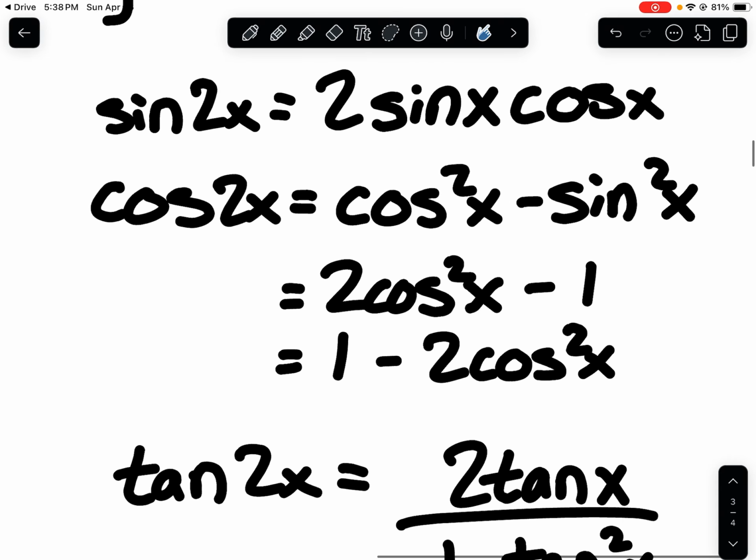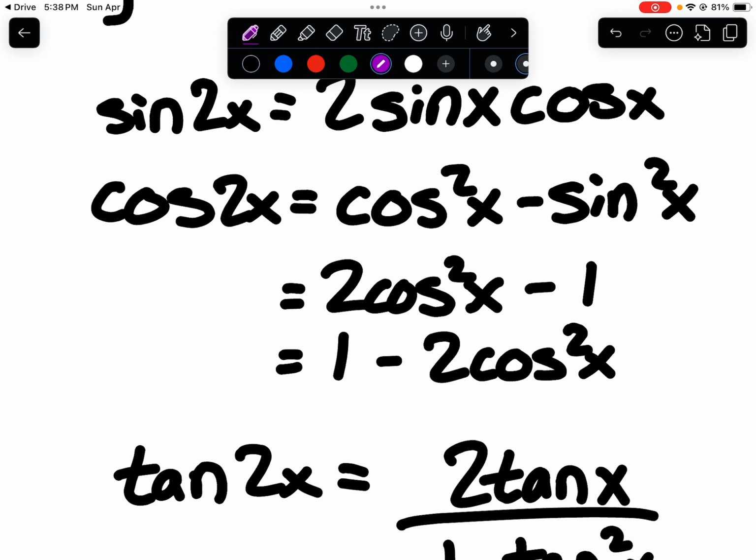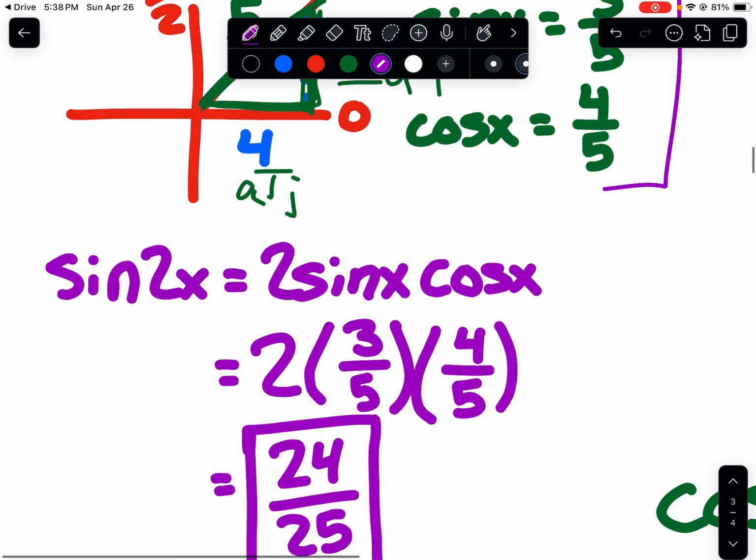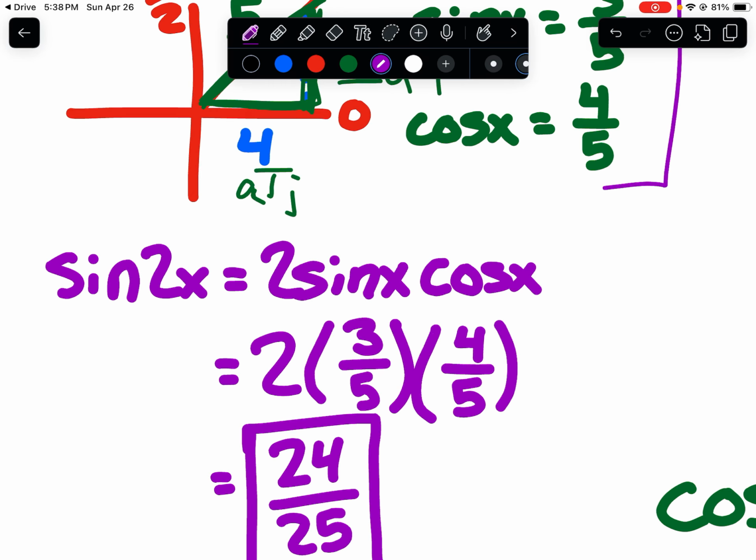But once we've got those two trig values of sine x and cosine x, those are what all of these formulas are revolving around. So needing those values, if we're going to start with this first one here, sine 2x, that's equal to 2 times sine x cosine x. Well, this thing and this thing are the two values that we just found, the 3/5 and the 4/5.